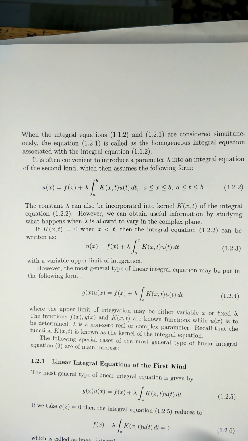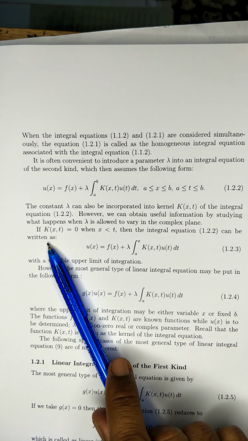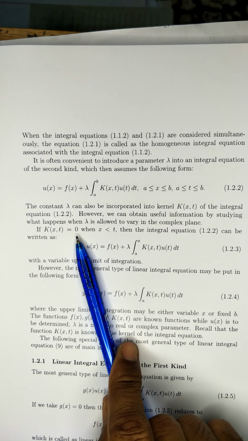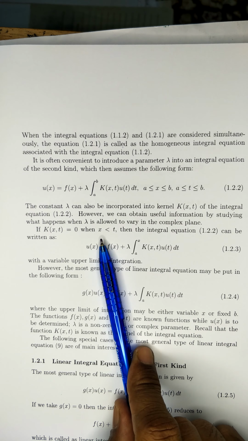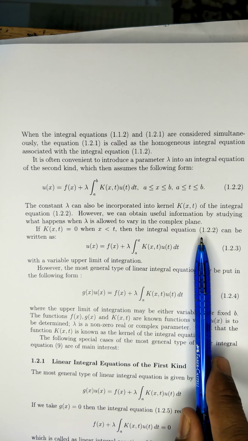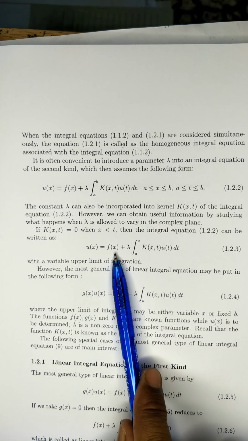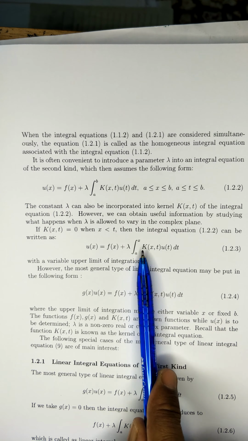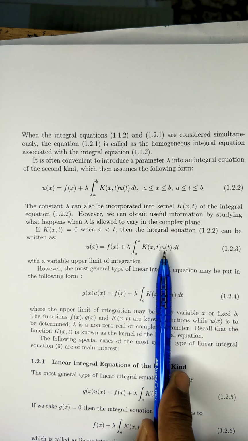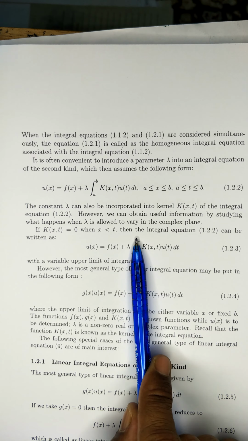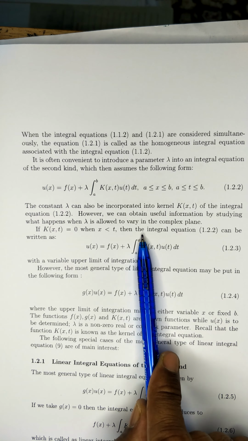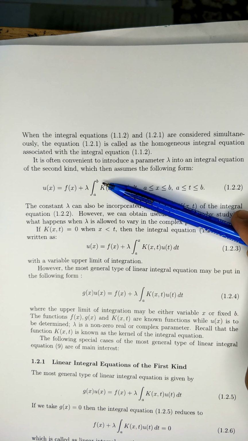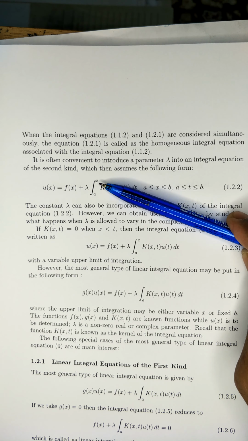Now, if the kernel of the integration is 0 for x less than t, then the integral equation has u(x), f(x), lambda, and the limit of integration from a to x, with k, u, and dt. So in this case, the upper limit of the integration is a variable, instead of the previous one where we had a fixed value.